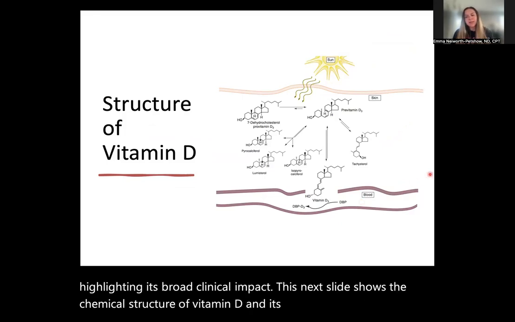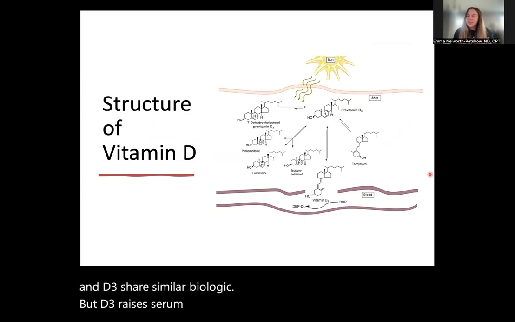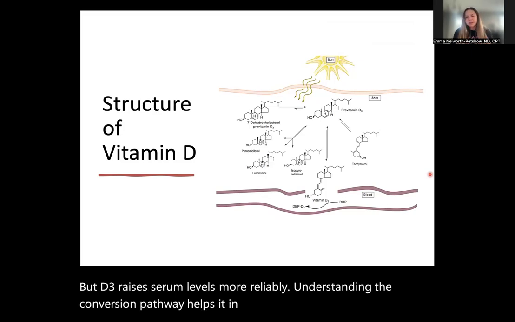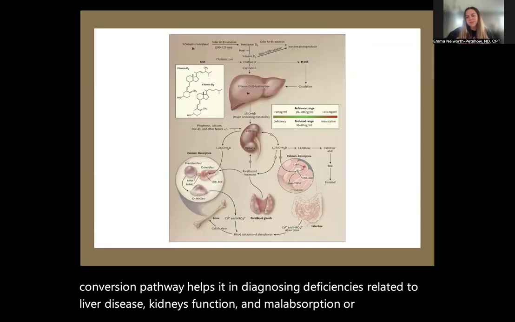Vitamin D2 and D3 share similar biologic activity, but D3 raises serum levels more reliably. Understanding the conversion pathway helps in diagnosing deficiencies related to liver disease, kidney dysfunction, malabsorption, or enzyme defects.